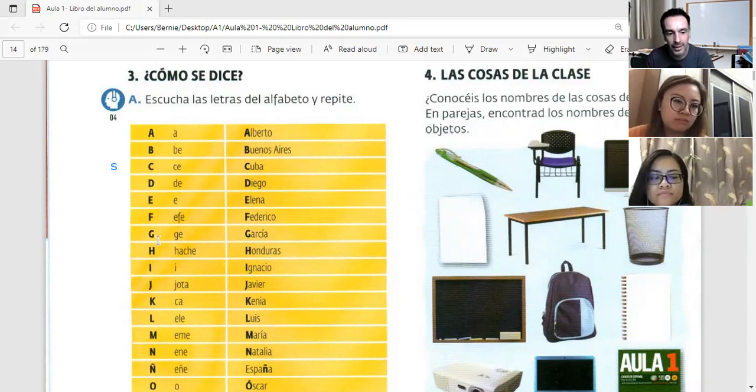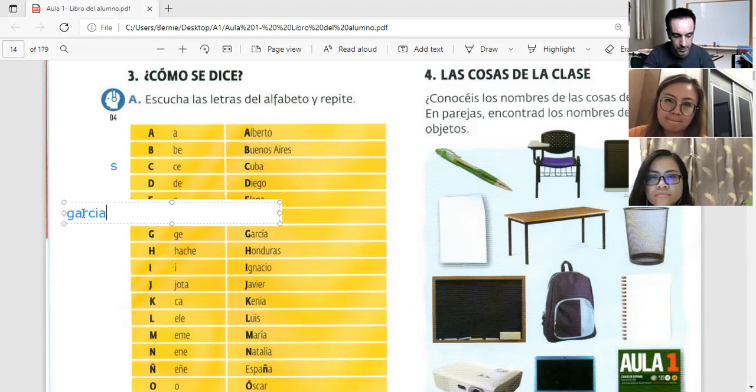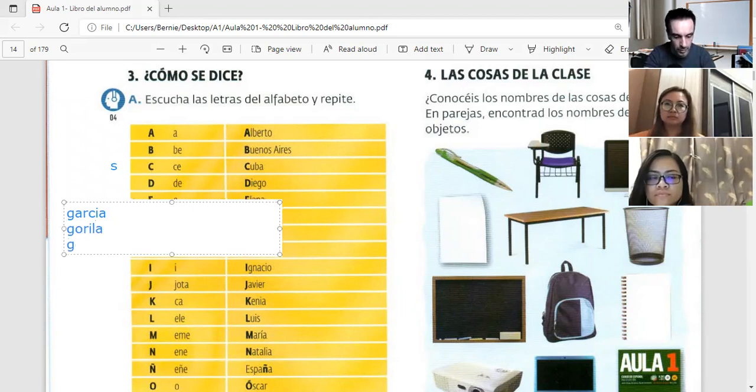Federico. G. The letter in the name is G, but when we use it with the A, we say Garcia. Here I want to make a stop because we use Garcia, gorilla, gusano, right? Garcia is the last name. Gorilla is the gorilla. Gusano is like a worm. Just for you to know the pronunciation.